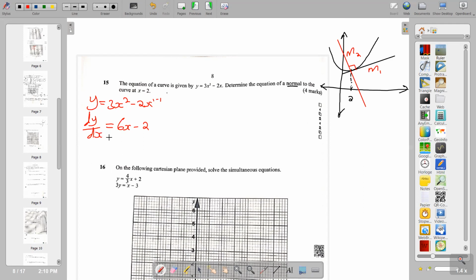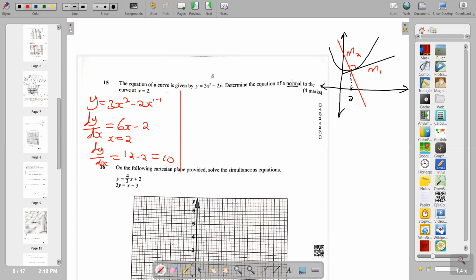Now this one is known as the gradient function. So at x is equals to 2, we're going now to get the gradient of a tangent at x is equals to 2, substitute. We're going to have dy over dx is equals to 12 minus 2. We're going to get it as 10. Now this 10 is the gradient of a tangent at x is equal to 2.